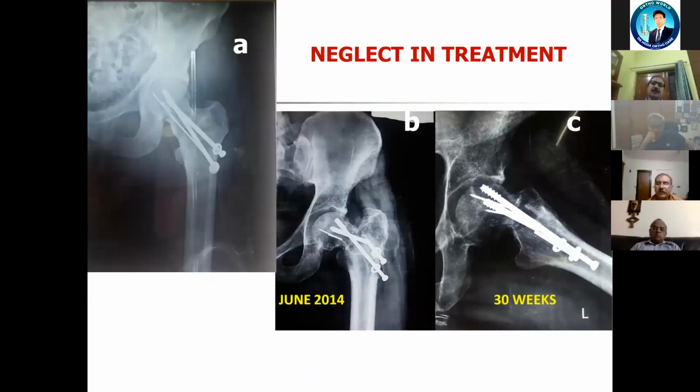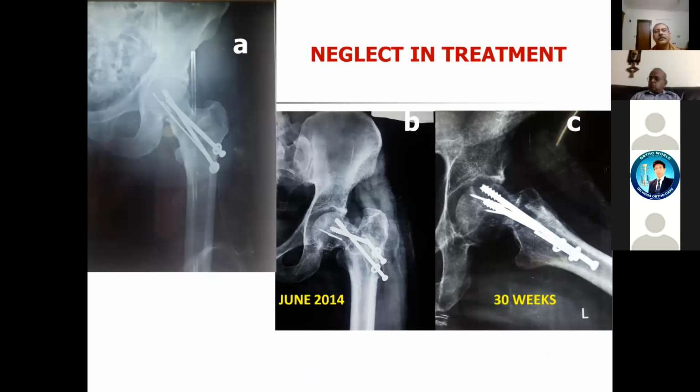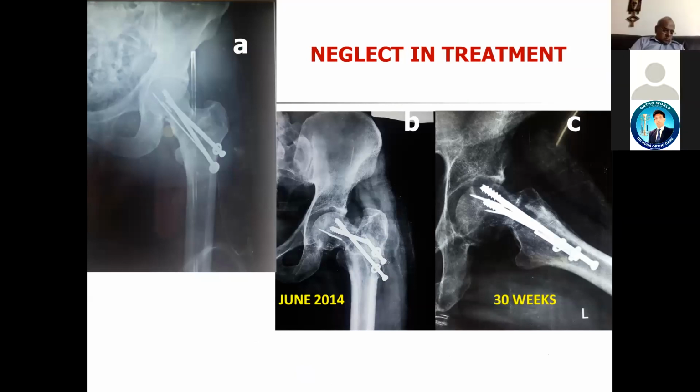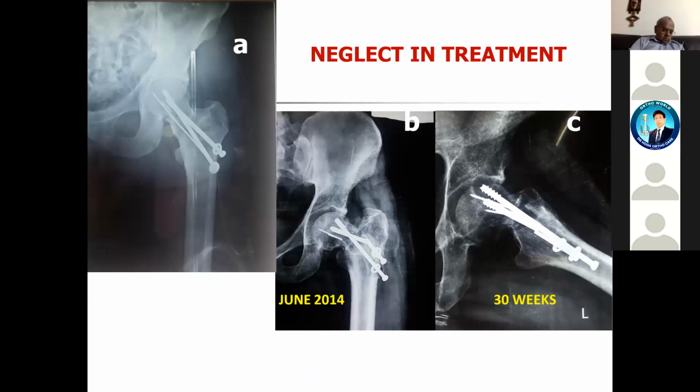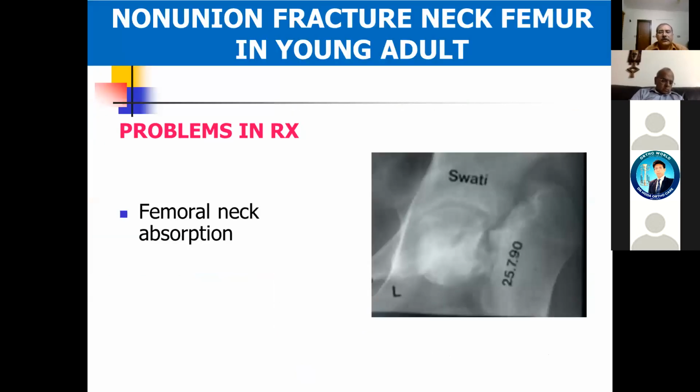When there is neglect in treatment, I again call it a neglected fracture. One is the late presentation, or it may cut through. So this is neglecting treatment. I again define it as a neglected fracture. The various problems could be that the neck is absorbed, as you find here.